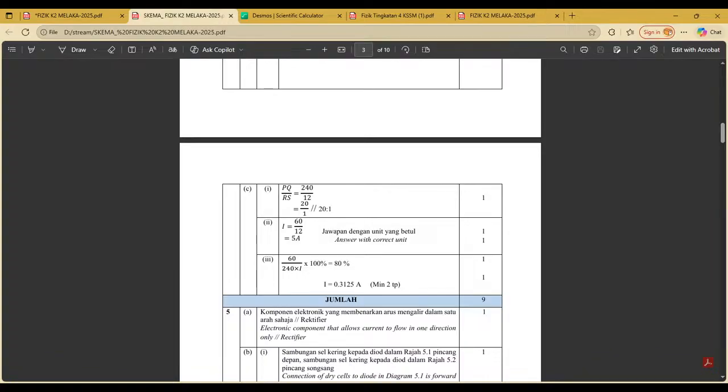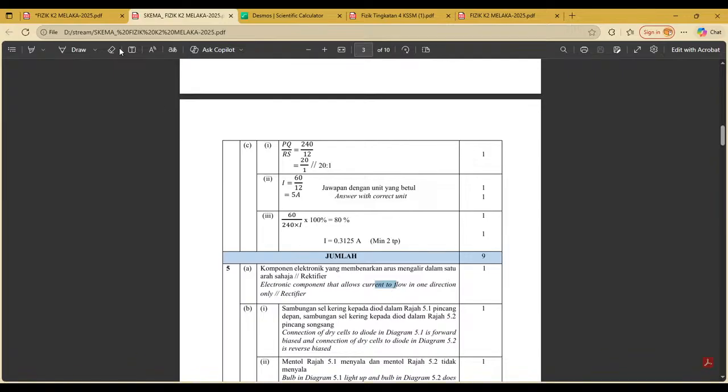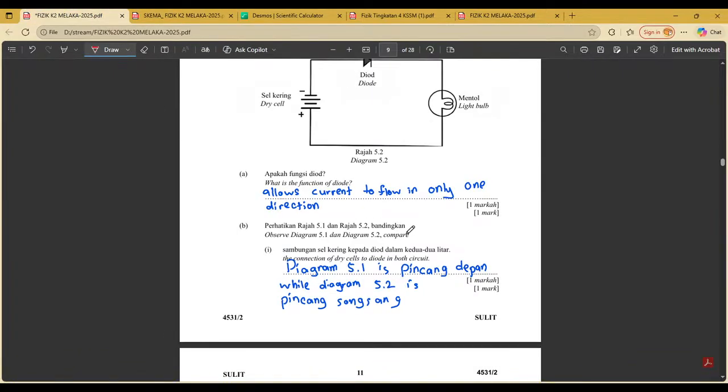Electric component allow current to flow in one direction only, allow current to flow in only one direction. Same thing.